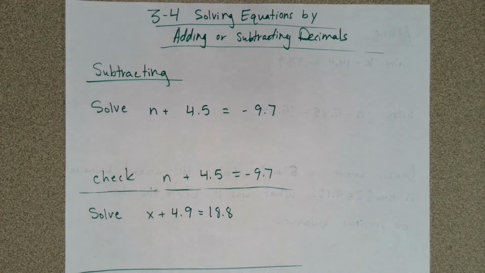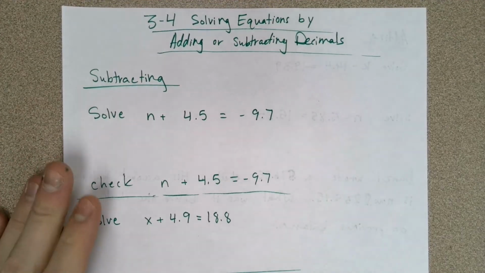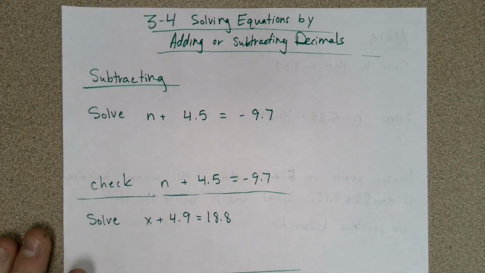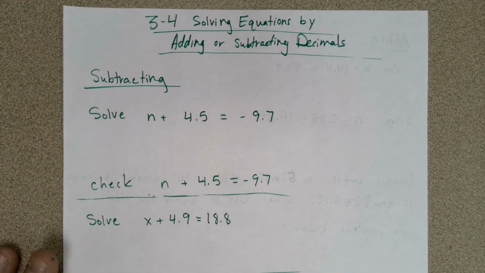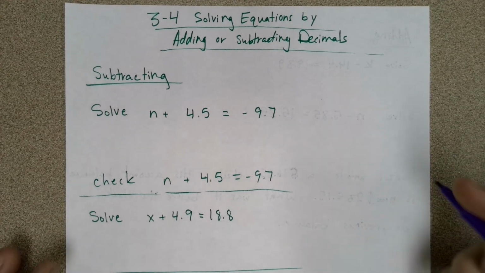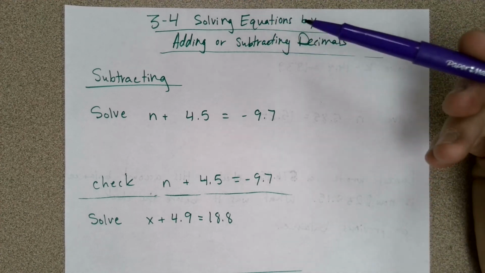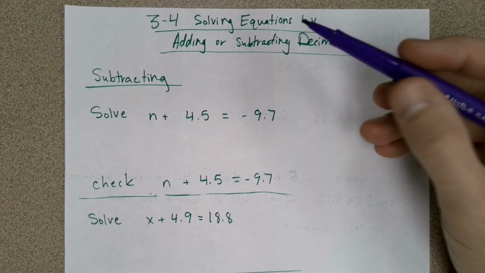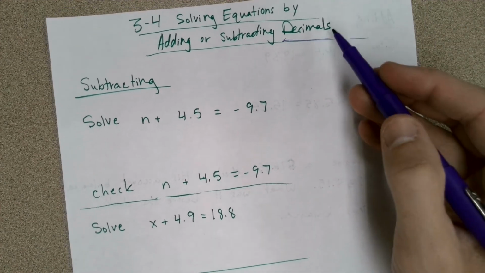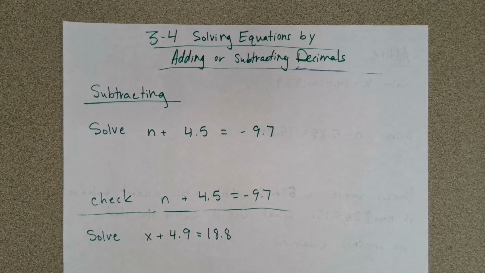Jumping around a little bit right now because yesterday we did 3.1. Now we're moving on to 3.4. We'll get back to 3.2 later. Don't worry about it. So today we're working on solving equations by adding and subtracting decimals. We've done solving equations by adding and subtracting. Our only difference right here is that we're using decimals. So we practiced those a little bit yesterday. We're going to keep going with them today.